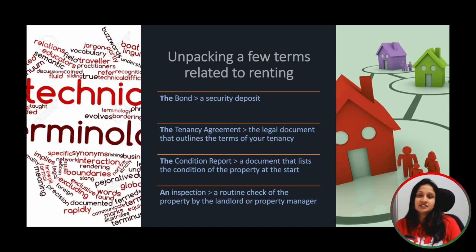And then we have the condition report. Usually the condition report is done by the property agent or the landlord. So this will be done before you move into the property, and this basically is all about the condition of the property. You will also be given at least 2 copies of this condition report. An inspection is a routine check done by the property manager or the landlord to make sure that the property is in good condition and well maintained.